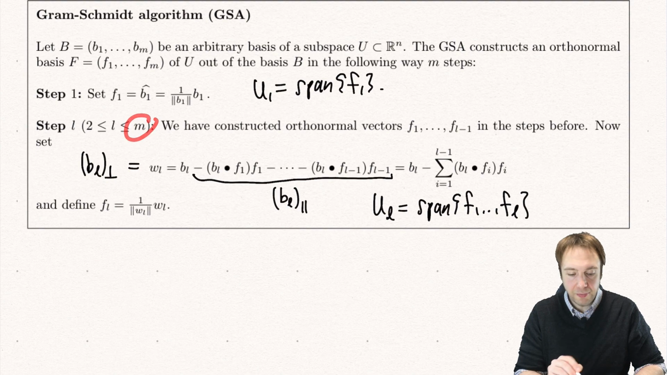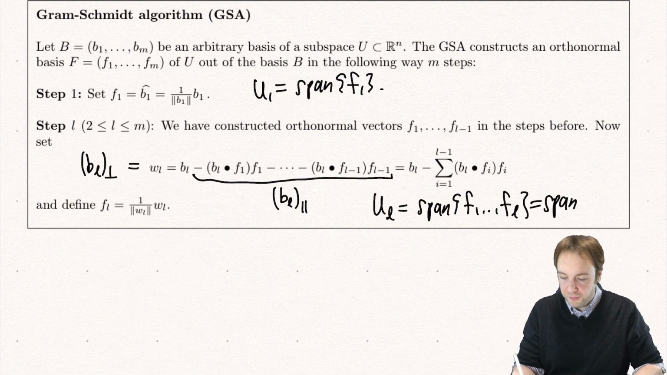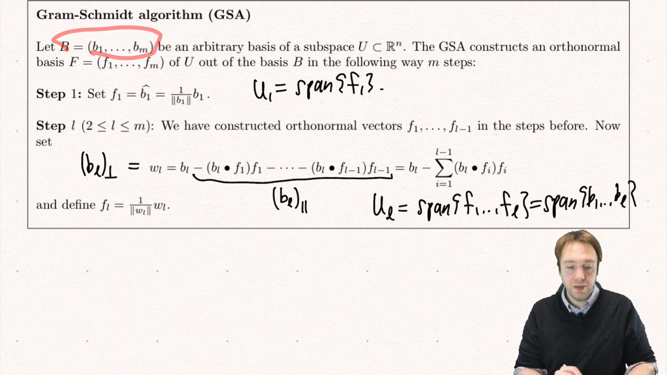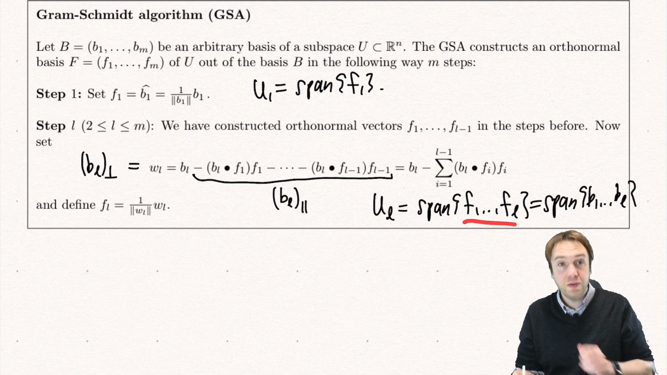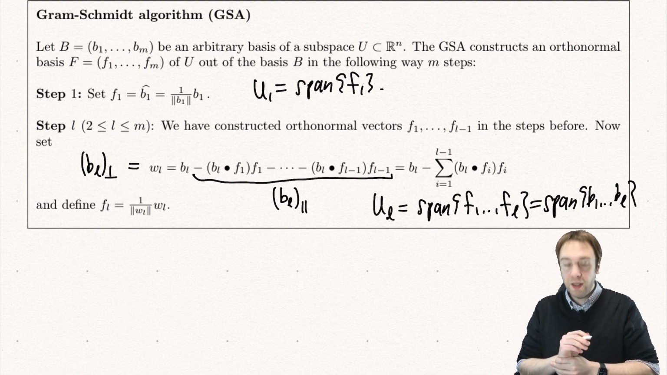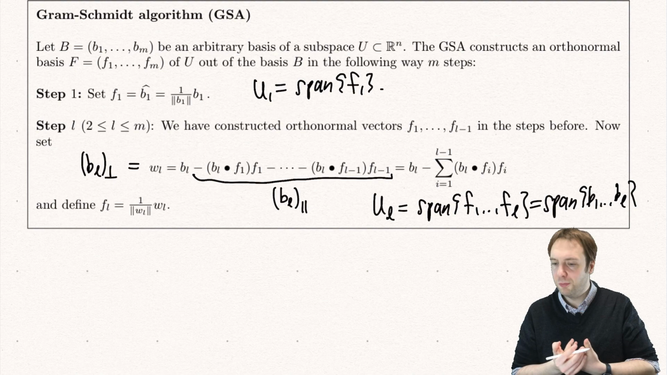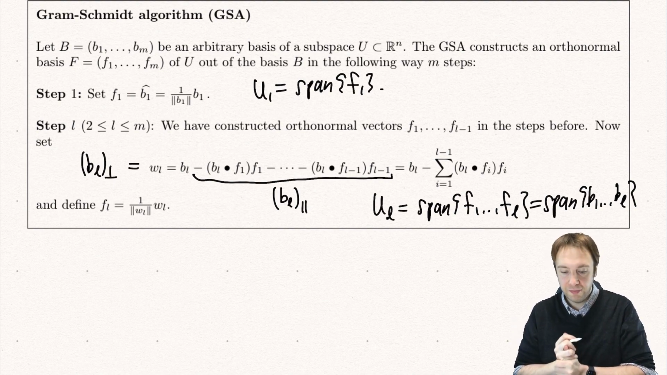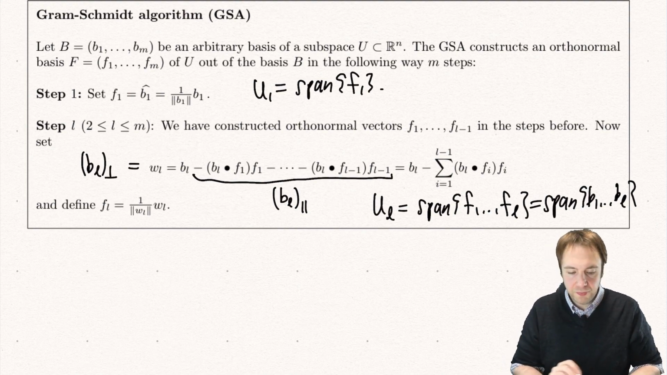And after m steps, in each step we see that the span of the first L vectors F1 up to FL is always the span of B1 up to BL. So after m steps we will have a span of F1 up to Fm, which is exactly the span of B. And because all of these vectors are orthogonal, we learned by this nice lemma or proposition that they are automatically linearly independent and therefore they are a basis. And this is what this algorithm does.